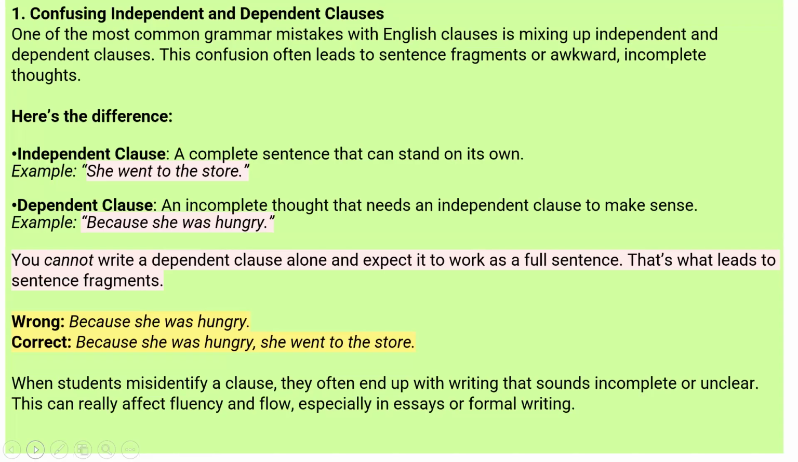He went to the store, independent clause; because he was hungry, dependent clause. So we cannot write a dependent clause alone. It always needs an independent one, at least one independent clause, to give a complete sentence. So the correct one is: because he was hungry, comma, he went to the store. So it becomes a complete meaning.